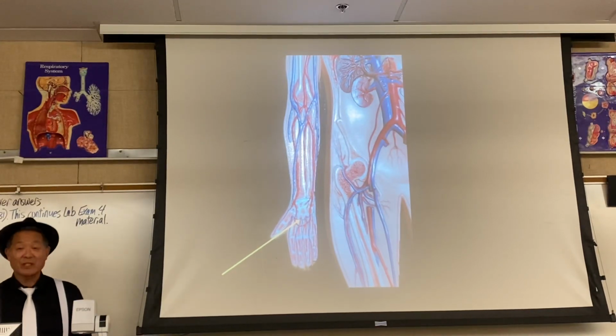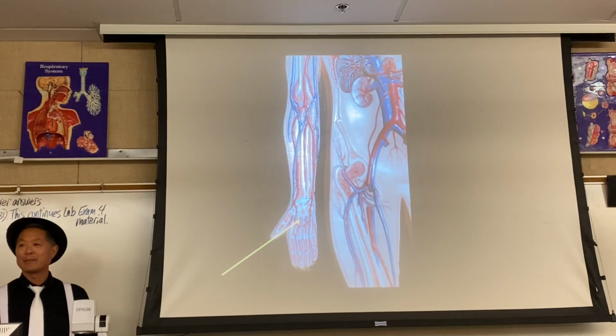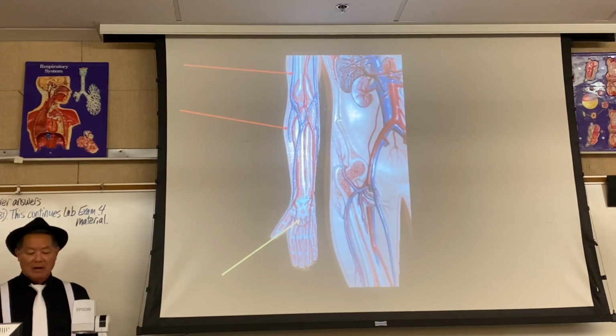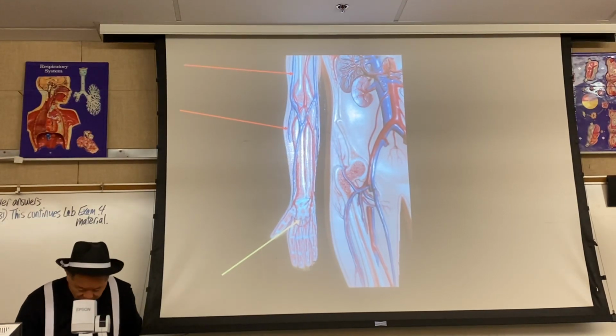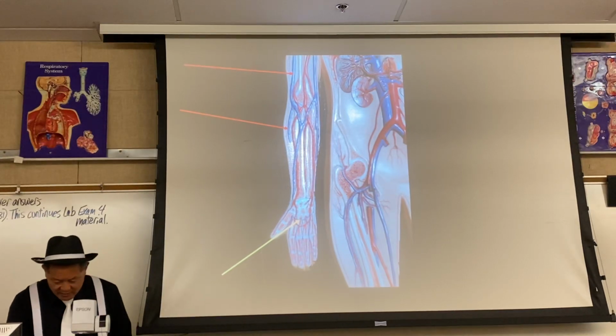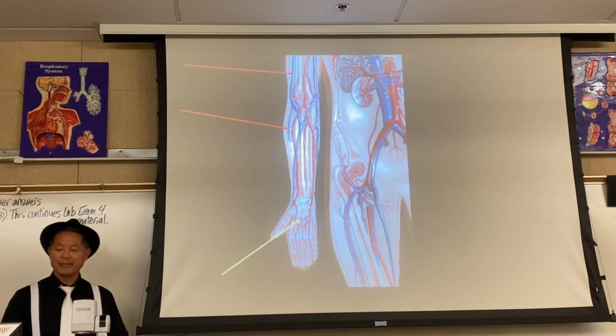Then other than that, the rest of these are superficial. Are we ready? Here we go. On the lateral side is 43R, right cephalic vein.